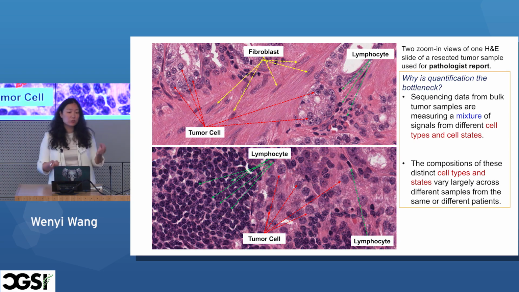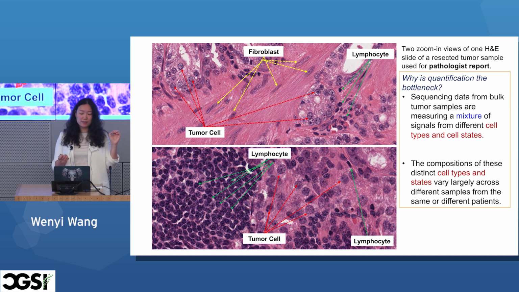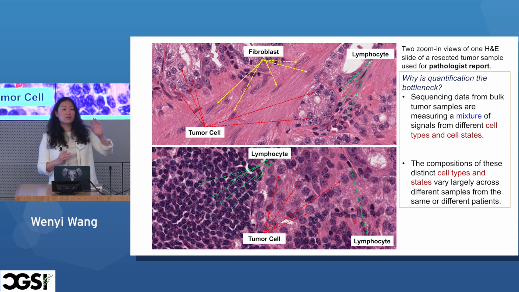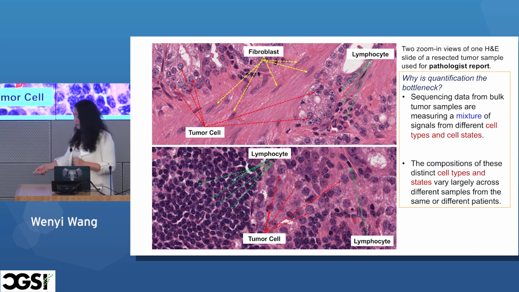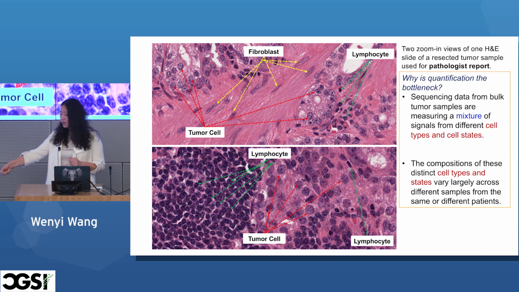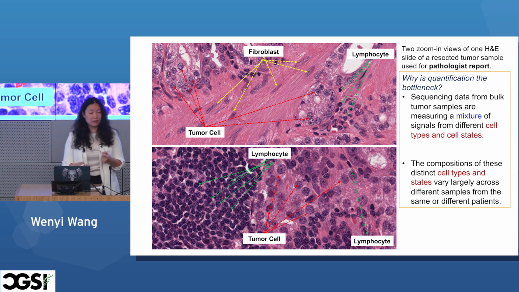So here I'm showing you two zoom-in views of one H&E slide of a resected tumor sample used for pathologist report. On the top view, you see, let me try and use the pointer here. The large cells with white space inside, suggesting open chromatin states, are the tumor cells, and these elongated, nice-looking cells are fibroblasts, and these smallish and dark, solidly stained cells are the lymphocytes.